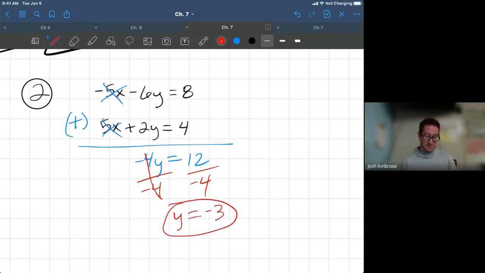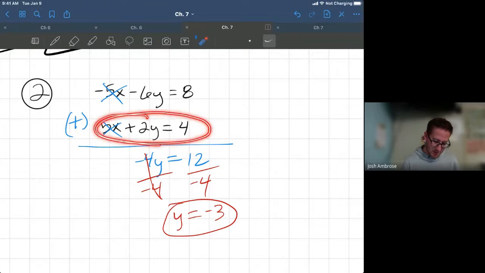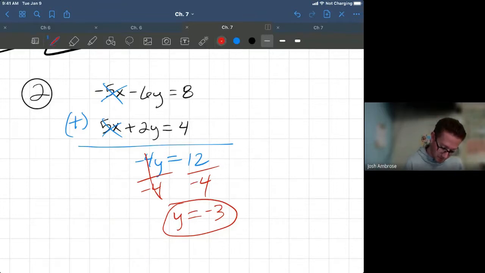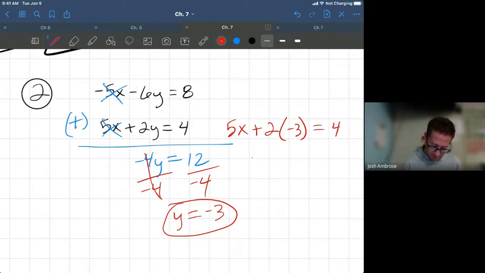All right. Now I am going to choose the second equation this time because we have to take y is -3 and plug it in for y. I'm picking the second equation because everything's a positive. Just makes it a little easier. So 5x plus 2 times -3 equals 4. Remember that we are substituting -3 in for y. 5x minus 6 equals 4.